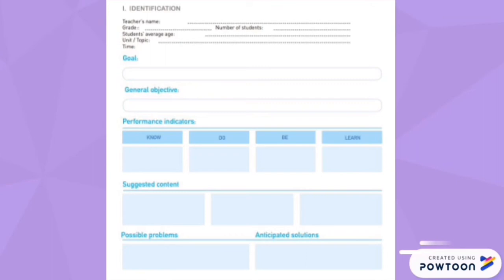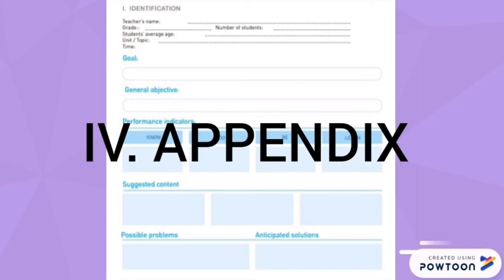Appendix. In this part of the book, there are 5 different titles. The first one is Lesson Planning Form. This shows a worksheet, a planning format for the teachers in order to ease the lesson.